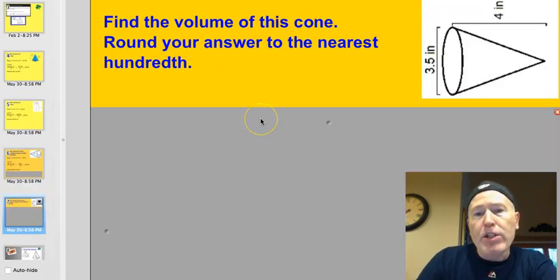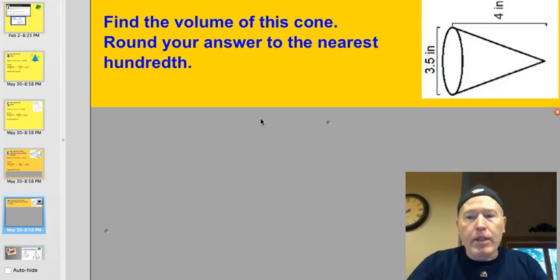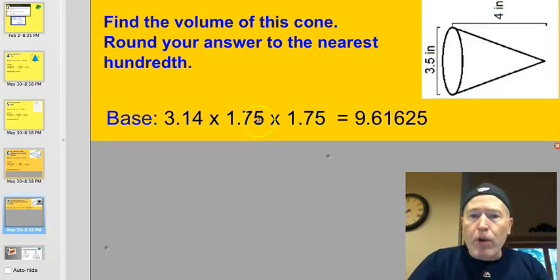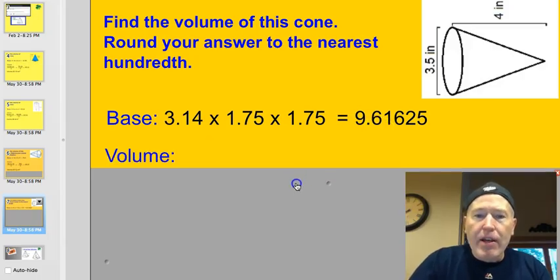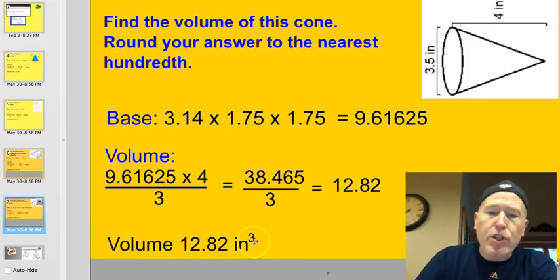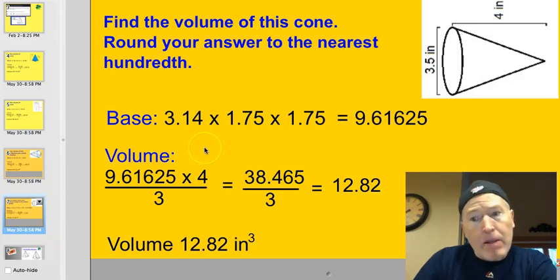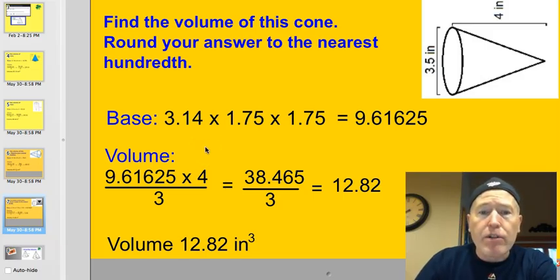All right, on this one, we'll be rounding to the nearest 100th. Go ahead and pause the video and give it a shot. Okie dokie, let's see how you did. All right, if you found the area of the circle properly, you used a radius of 1.75 based upon a 3.5 inch diameter. So 3.14 times 1.75 times 1.75 gives you 9.61625. Multiply that by the height of 4, you have 38.465. Divide that by 3, you have 12.82. 12.82 inches cubed. Again, if you're using a pi button on your calculator, your answers will be slightly different. This is basically for 6th and 7th graders using a function calculator without a pi key. So that's why we're abbreviating it to 3.14.